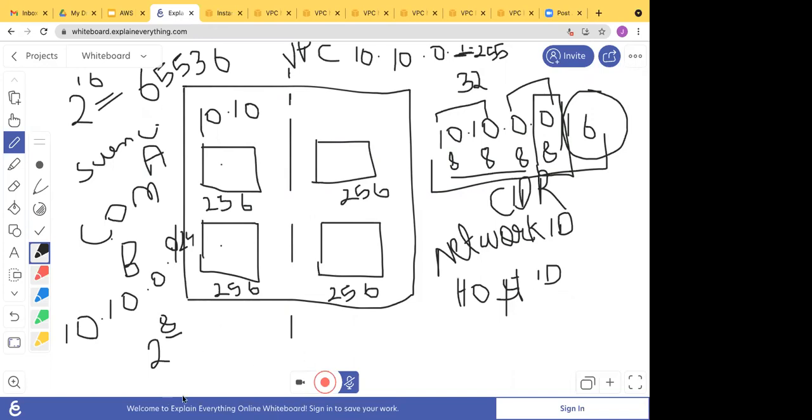Now let's talk about subnet 2. So it would be 10.10.1.0/24. That means in subnet 2, my IP addresses would be something like this: 10.10.1.1, then 1.2, 1.3, until 255.